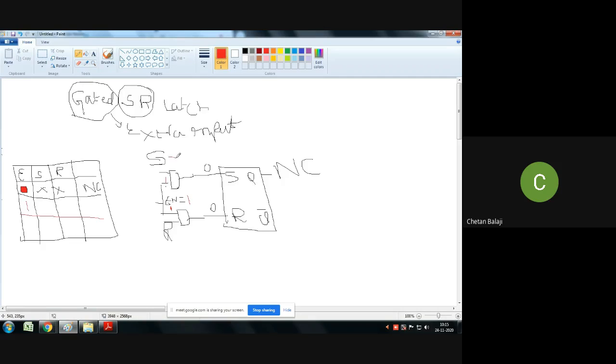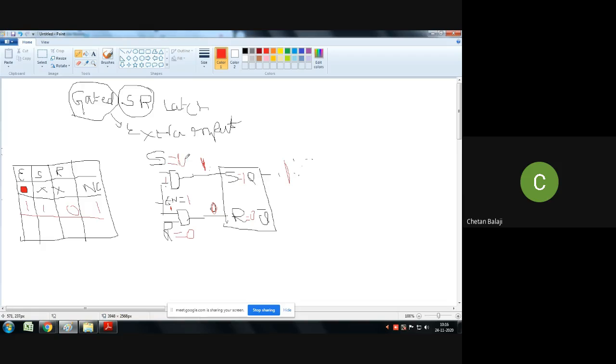Now let me assume my set is 1. Since my set is 1 here, your AND gate will give 1, and the output will go 1. Here R equals 0. Since R equals 0, your output will remain at 0 only. Therefore, S becomes 1, R becomes 0. Instead of no change, I'll get the output as 1. Therefore, if enable is 1, set is 1, R is 0, output will be 1.